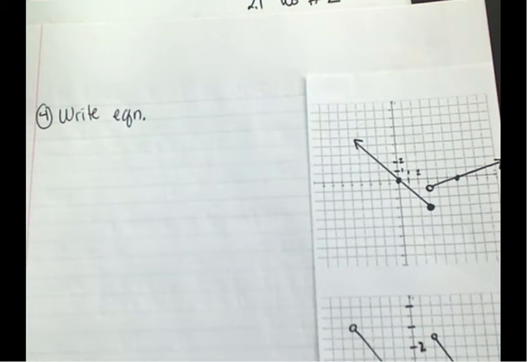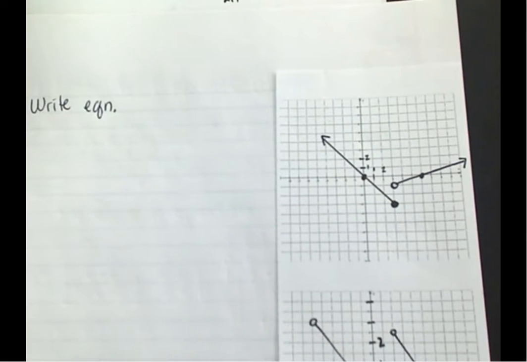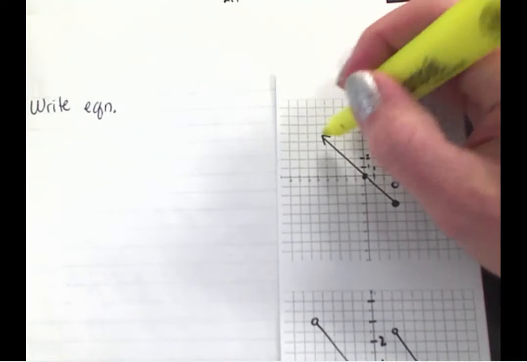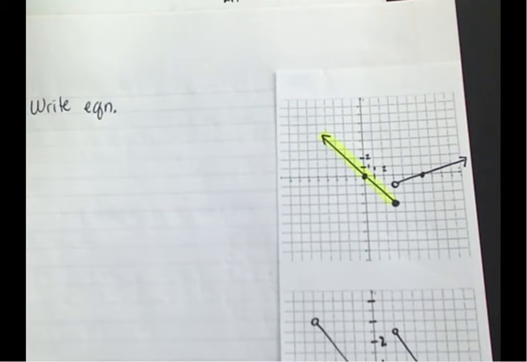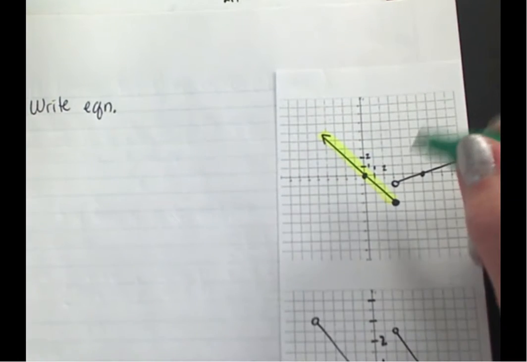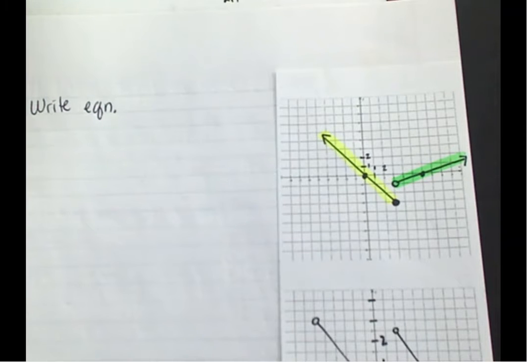You're supposed to write Go. Okay. I have 2 pieces. I'm just going to color code because I like to. I have a yellow and a green piece. Now, I have tried to label the coordinates so that you can read them.